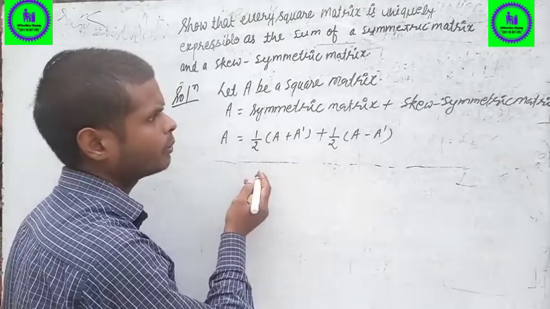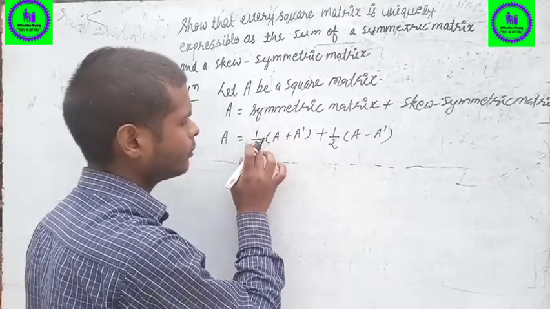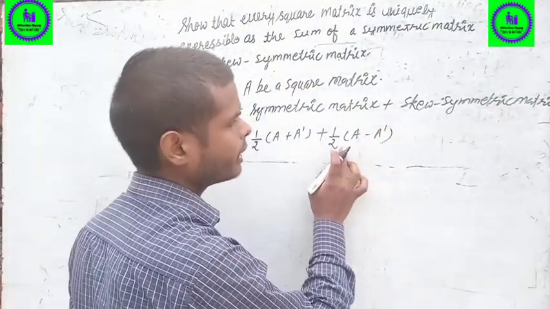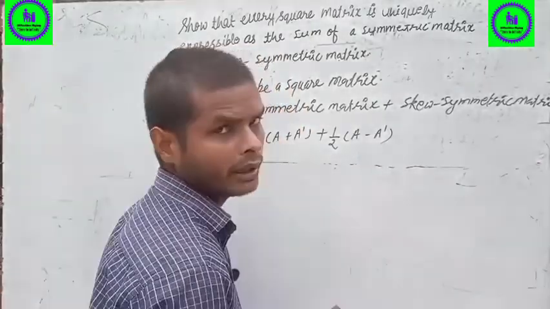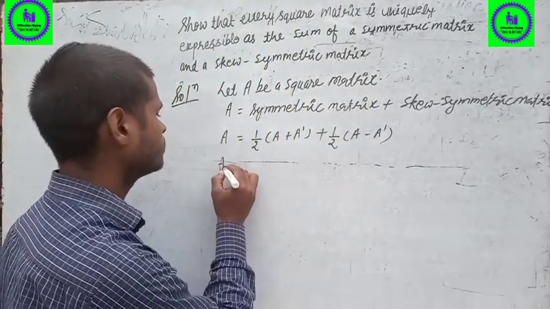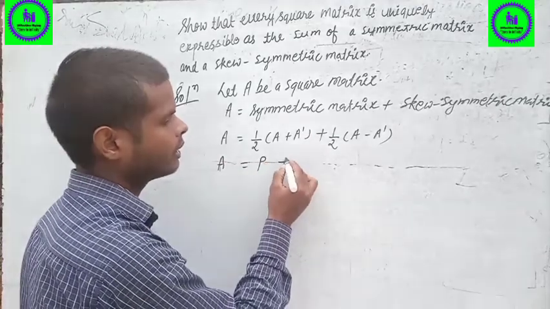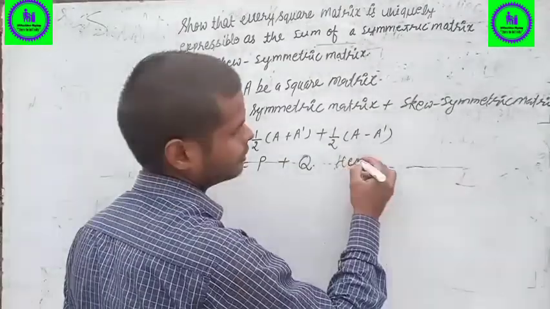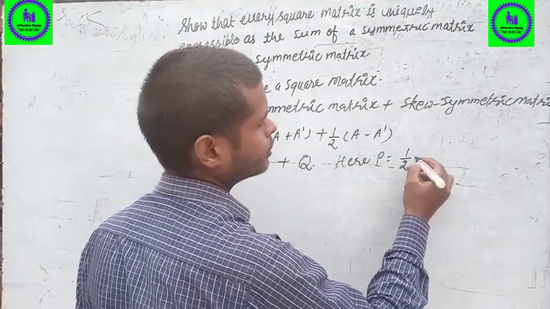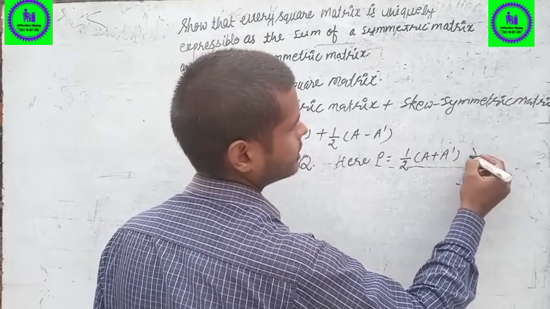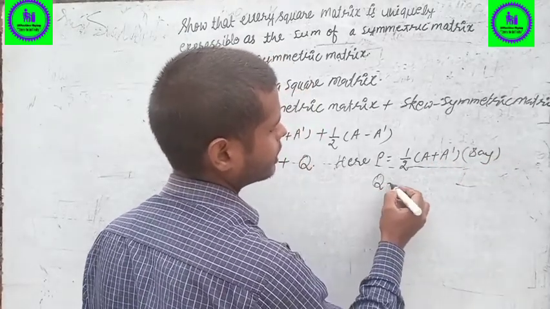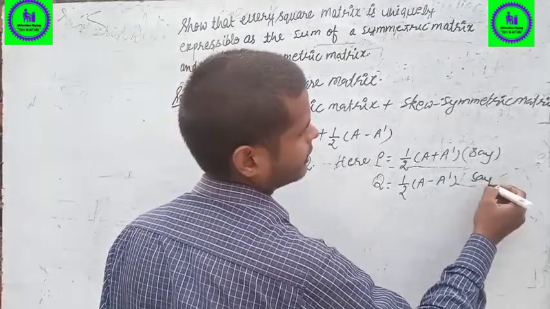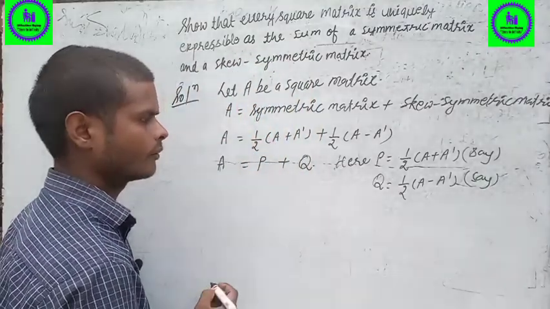Now we have to prove that the first value, 1 by 2 (A plus A dash), is a symmetric matrix, and the second value, 1 by 2 (A minus A dash), is a skew symmetric matrix. Let us take the first value as P and the second value as Q. Here P is equal to 1 by 2 (A plus A dash), say, and Q is equal to 1 by 2 (A minus A dash), say.